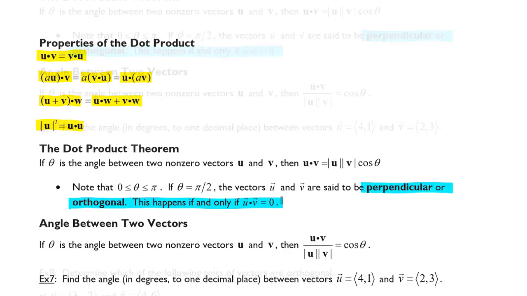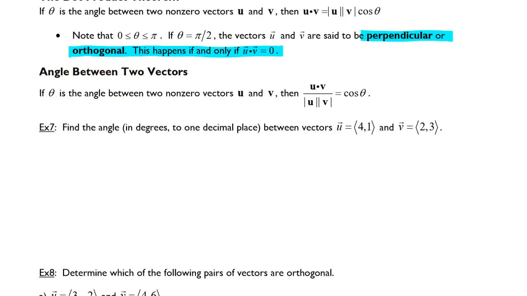The angle between two vectors can be found as follows. If theta is the angle between the two non-zero vectors u and v, then if we solve for cosine of theta from the previous formula, we get u dot v over the magnitude of u times the magnitude of v equals cosine of theta. Let's find the angle in degrees to one decimal place between vectors u with components 4, 1, and v with components 2, 3.